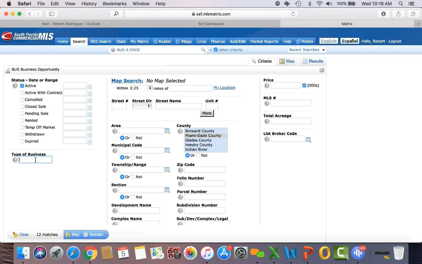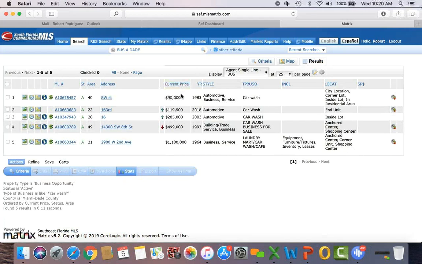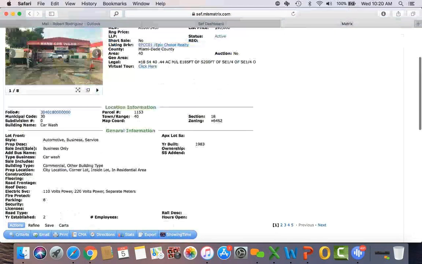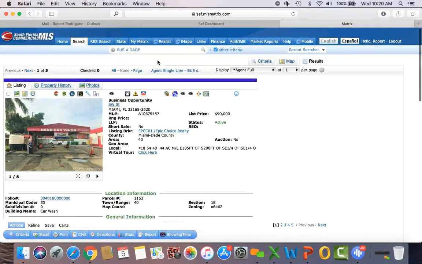And another one that people often look for are car wash. So if I spell the word car wash, all right, there is 0. If I space out car and wash, there are 3. But if I put in an asterisk at the end and one at the beginning, all right, we're going to get 5 car wash businesses for sale. And you're looking at ranging from $90,000 to $1.1 million. And if you click on the $90,000, that would be a hand car wash for sale. This is probably the business itself, well-established business.